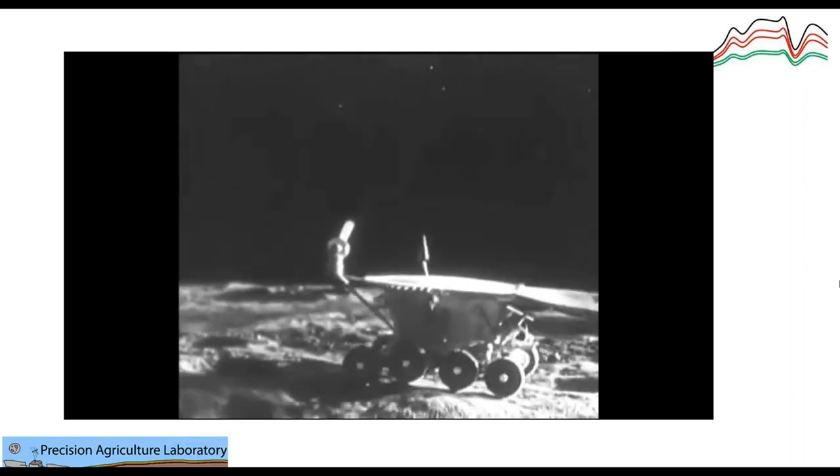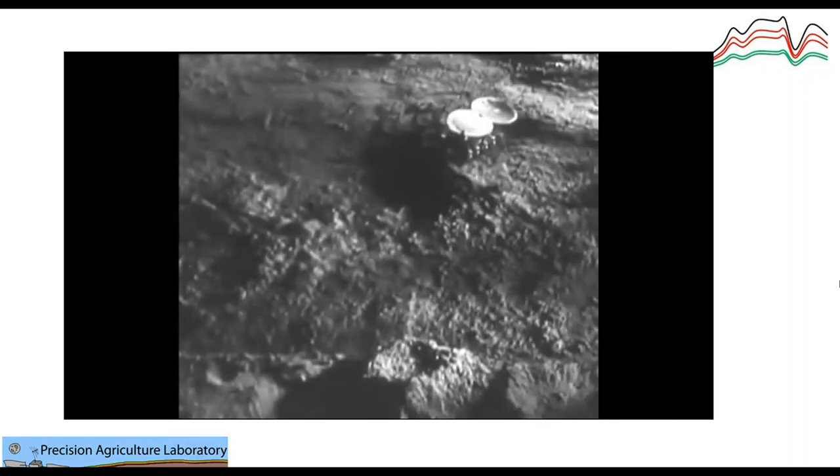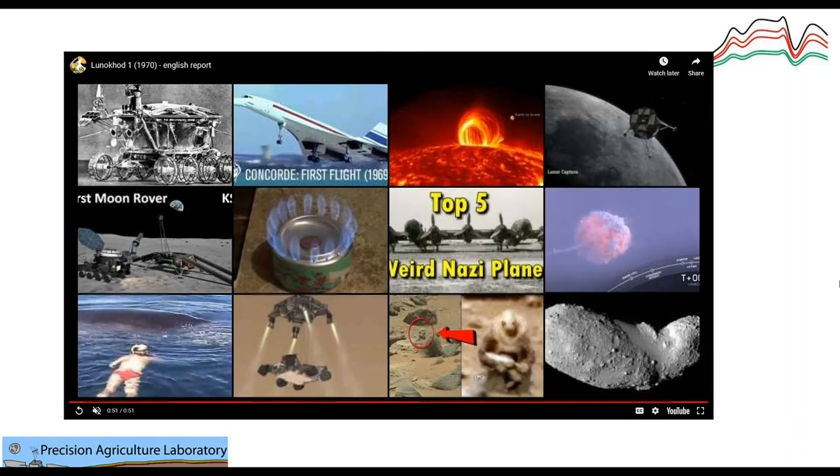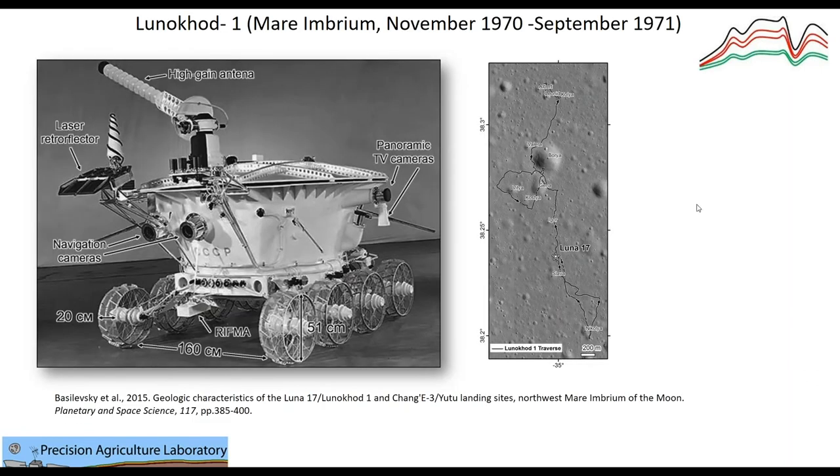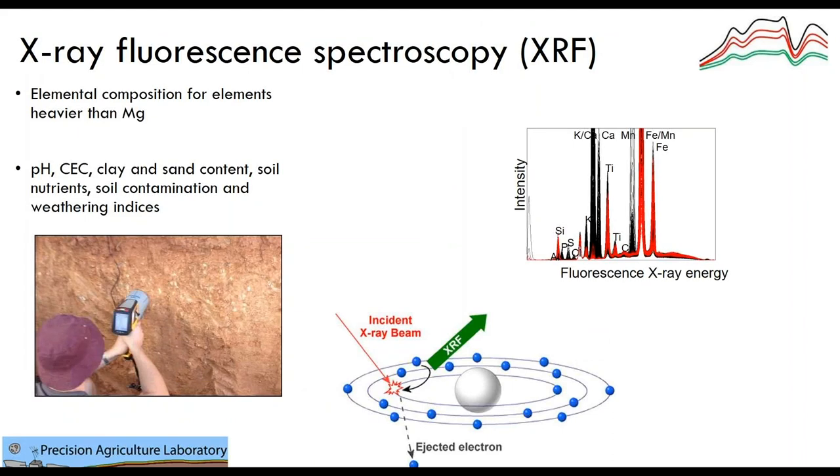This instrument was basically assessing different properties. One of the instruments that this module had, created by the Russians, was an RIFMA, which is pretty much an XRF spectrometer. The principle of X-rays is a bit different, but in terms of the results that we're obtaining, it's pretty much the same thing.